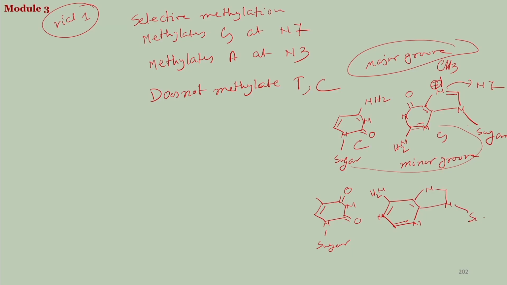This is your sugar, here is the double bond. So, this is your A, this is your T, and for adenine, this is the N3 position. So, here it is methylated, so N3 of adenine, and now again this is the interior part, this forms the minor groove. The upper one is the major groove.